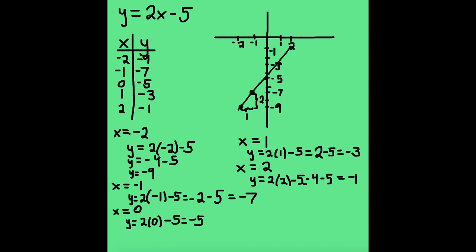Now let's look at the y-intercept. The y-intercept is when x equals 0. Therefore, the y-intercept is always going to be on the y-axis. So when x equals 0, y equals negative 5. And this makes sense because in the equation y equals 2x minus 5, negative 5 is the y-intercept. Let's try another problem.